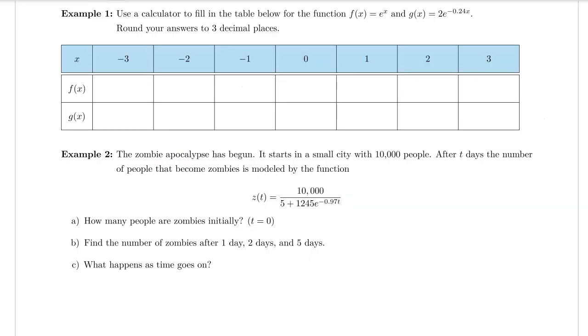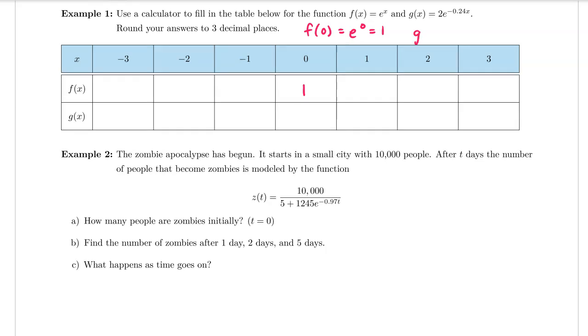Example 1 says use a calculator to fill in the table below for the function f of x equals e to the x and g of x equals 2 times e to the power of negative 0.24x. Round your answer to 3 decimal places. Basically this is just to help us gain practice plugging in values using specifically the number e in our calculator. I think it'll be easier if we start off with x equals 0. If we evaluate f of 0, that's going to be e to the 0 power, which is going to equal 1. So I'm going to go ahead and put a 1 here.